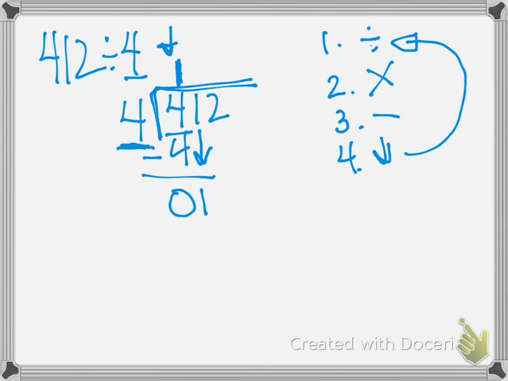So 1 divided by 4. Well, 4 can't go into 1. It goes in 0 times. So some people forget that we can use 0. So what they would do is they would bring down that 12. You don't want to do that.